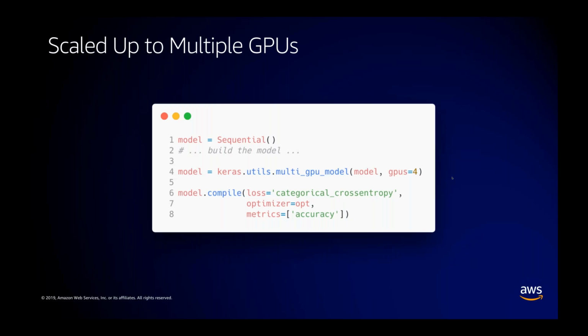In the code, we just need to add one extra line. It's as simple as that. There's a utility again called multi-GPU model, where we provide the existing model, specify the number of GPUs to use, and then we can compile the model after that as normal. You want to choose the number of GPUs that the machine has and no more, otherwise you will get errors.